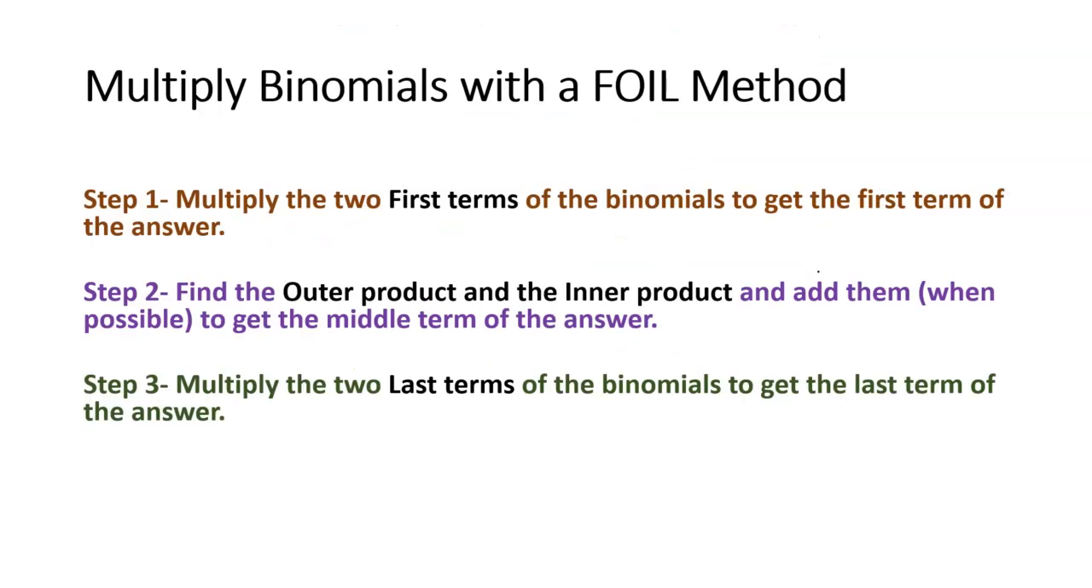Let's multiply now the binomials with the FOIL method. Step number 1, we will multiply the two first terms of the binomial to get the first term of the answer. Step number 2 will be find the outer product and the inner product and then add them when possible to get the middle term of the answer. Step number 3 will be multiplying the two last terms of the binomials to get the last term of the answer. So in short, it's called FOIL. F for first, O for outer, I for inner, and L for last.